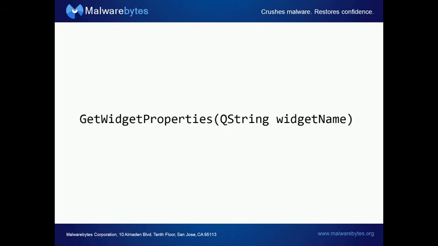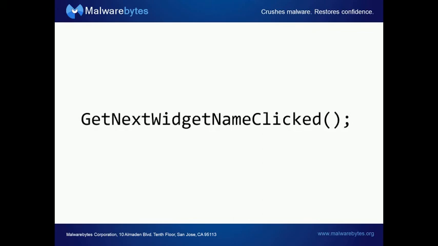You can specify a widget name, and it'll give you the full QMeta object contents for that widget, and I'll give you a little more detail on that in just a second. And get next widget name clicked is something I added for this presentation so that when you've got this huge list of all the objects in the application, you can say, hey, give me the next one I click on, and it'll find it in that list and allow you to get the properties.